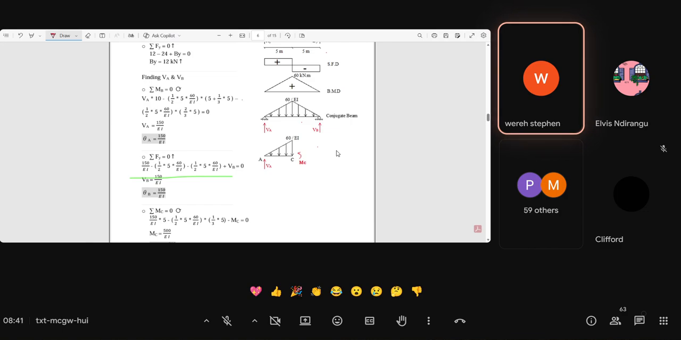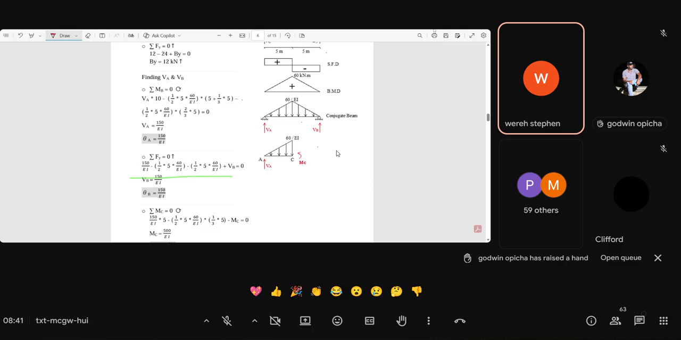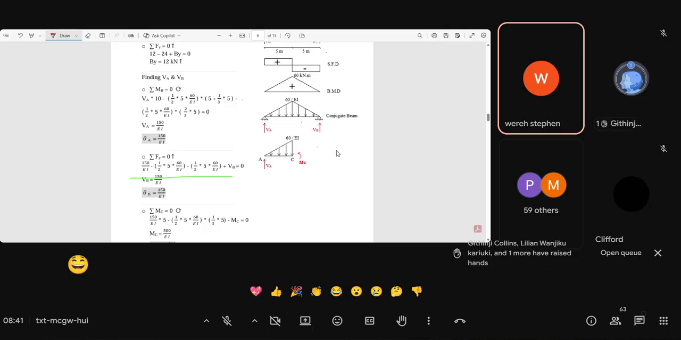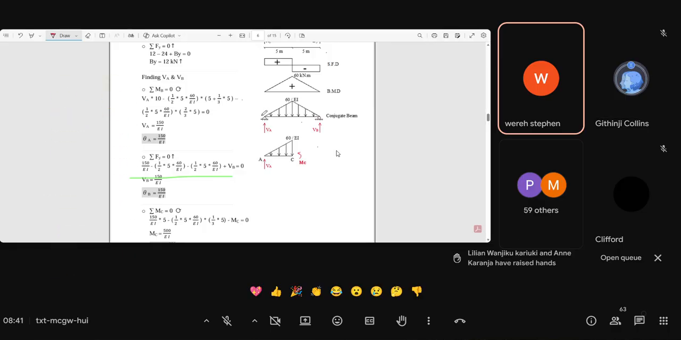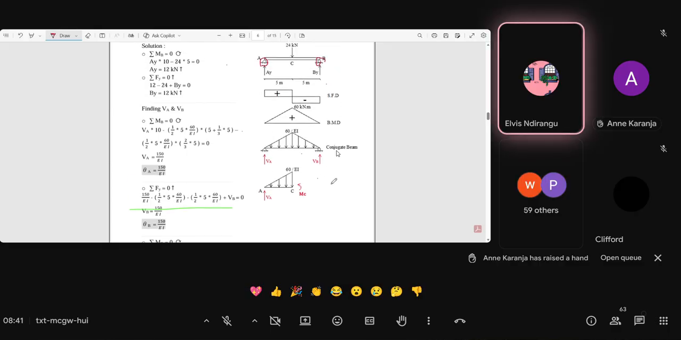Okay, how many people are not understanding anything? That's why I'm asking now. Can you just say where you have not understood so that we go together? Maybe I can also know where to clarify. Personally, yes. You lost me from where you said that we should know how to find moments and shear force. Moment and shear force. Okay.